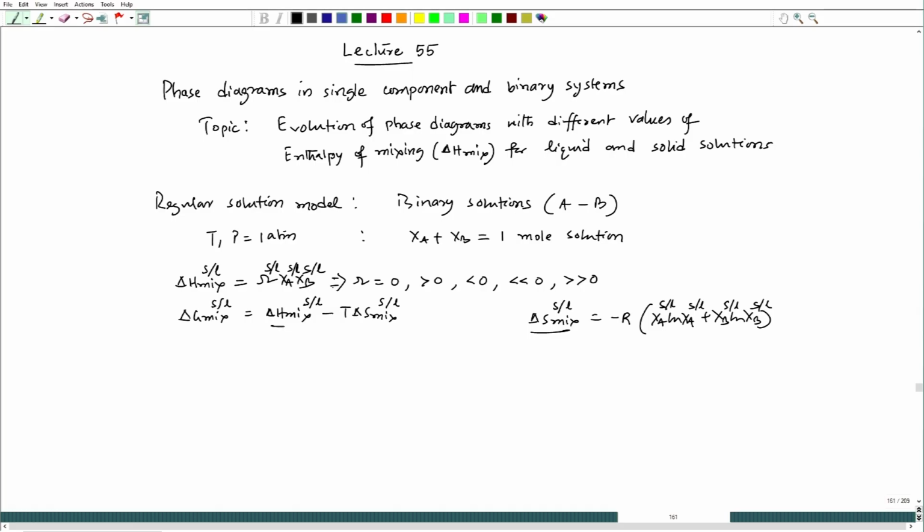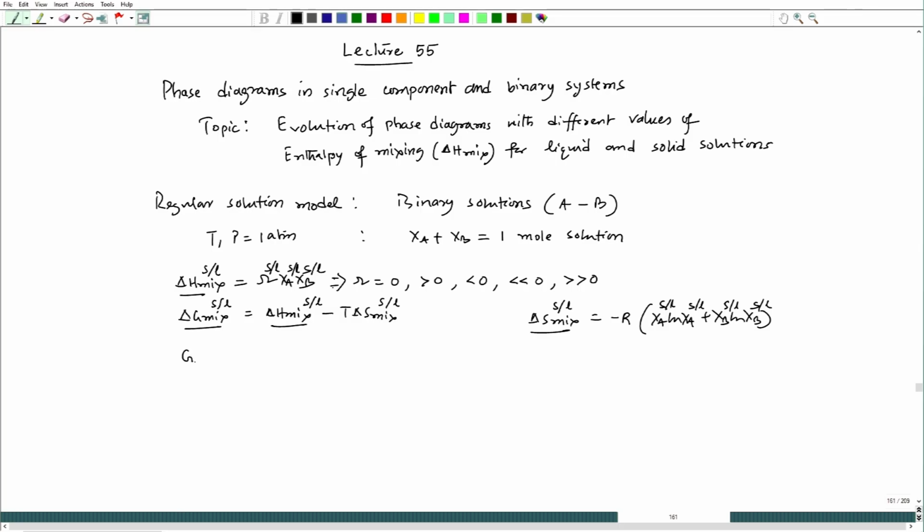Similarly, for this also, at a particular value of omega, it will also be same, okay, because x_A and x_B are the mole fractions, and that does not depend on temperature or pressure, because those are compositions. Now, with this consideration, this basically gives free energy of mixing, this is enthalpy of mixing.